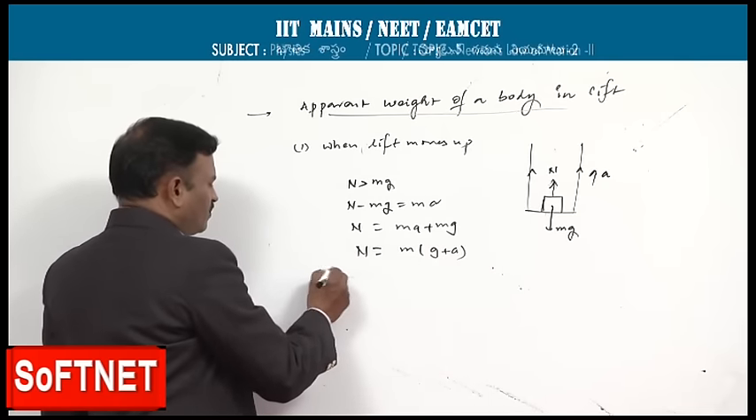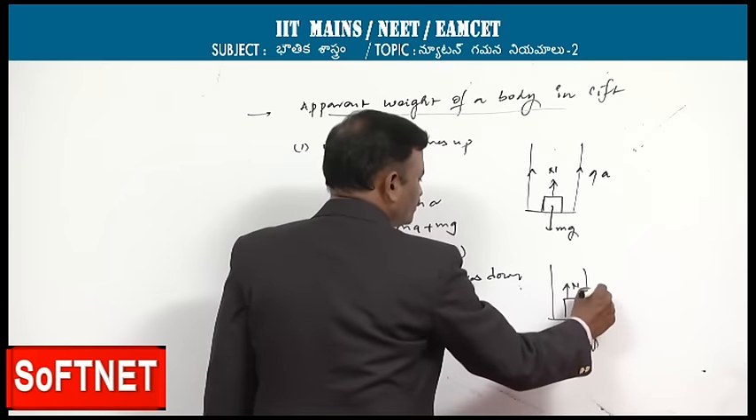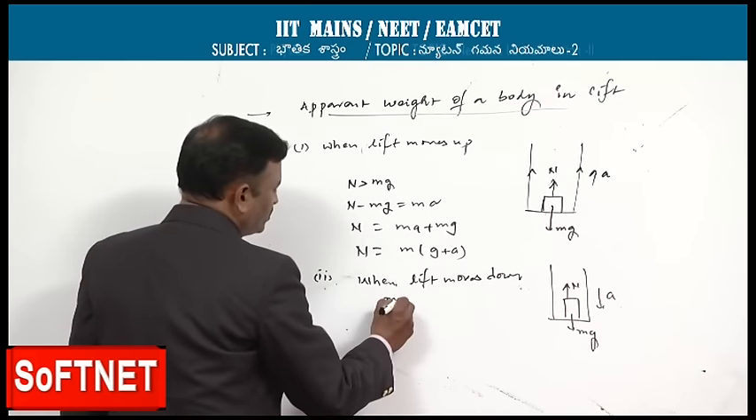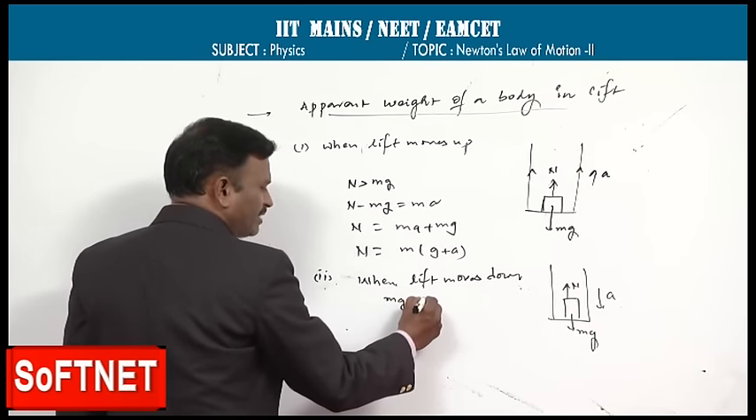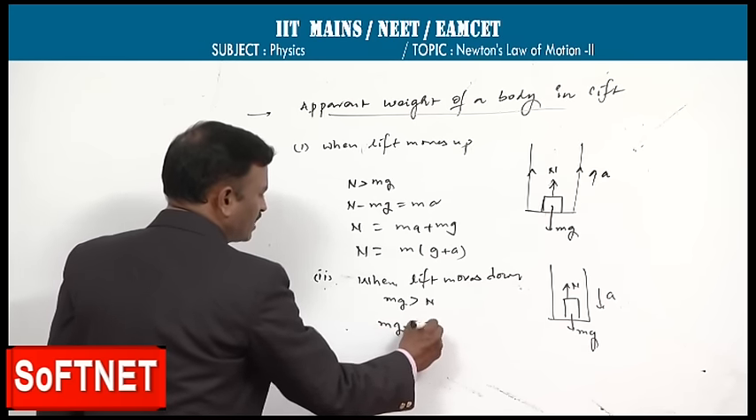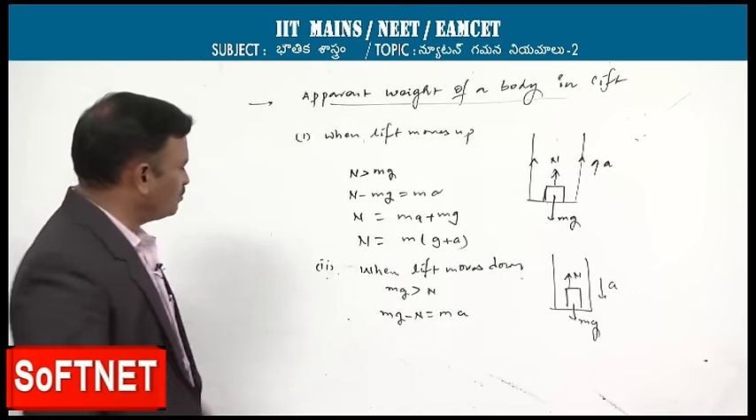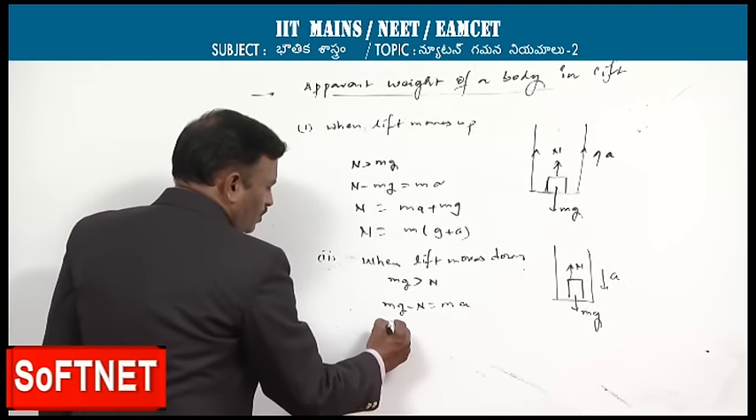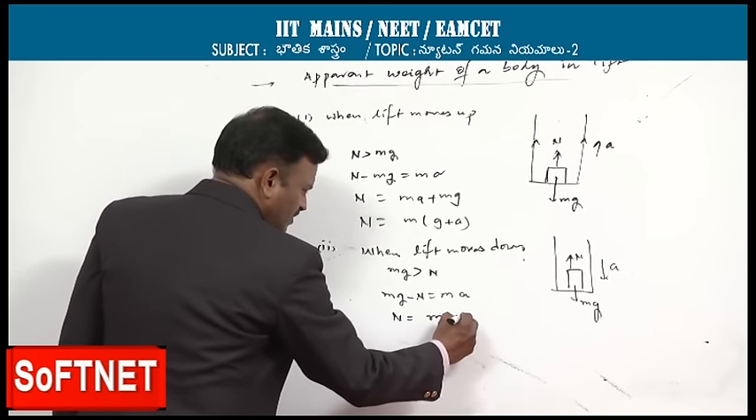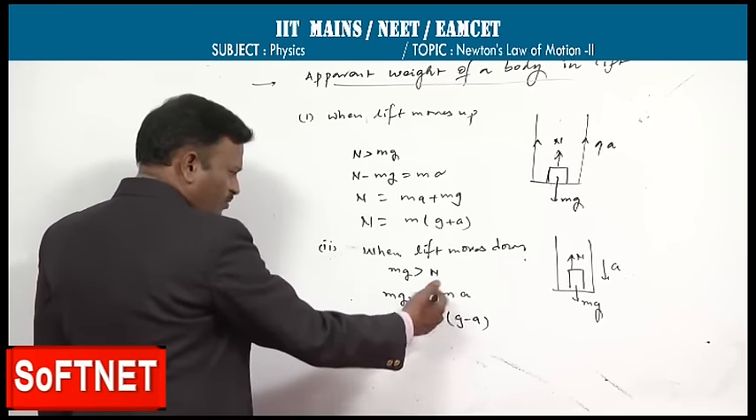The second case is when the lift is moving down: mg is acting down, the normal reaction is up, and the body is moving downward. Then obviously the condition is mg should be greater than the normal reaction. The resultant is mg minus N is equal to ma, where the acceleration with which the body is moving downwards is a. So N should be equal to m into (g minus a).